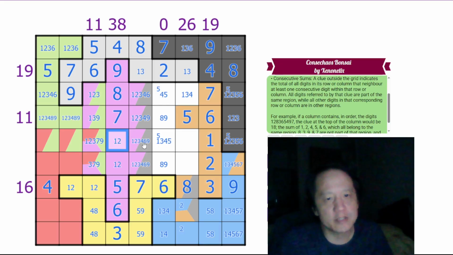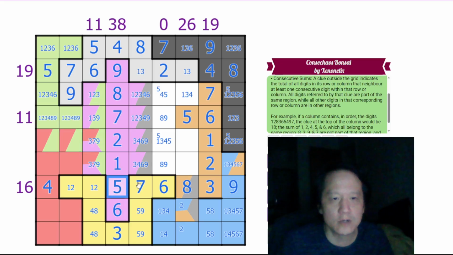This 1 eliminates 1 here, so this is 2, this is 1. That eliminates 1 and 2 here, 1 and 2 here, 1 and 2 here. Seven has to be one of these 2 digits. It doesn't really tell us very much.